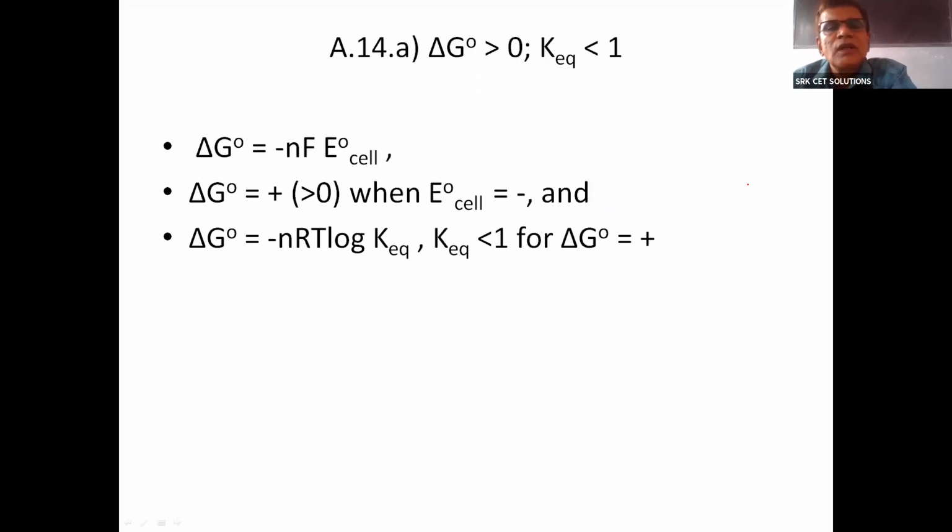Yes, the answer is delta G naught, we call it as the Gibbs free energy of the process, greater than 0. That means positive. Then equilibrium constant is less than 1. That is obtained from the very important relationship here, that is delta G naught is minus nF E naught, where n stands for the number of moles of electrons involved here, and F is a Faraday quantity of electricity, and E naught cell is the cell potential.